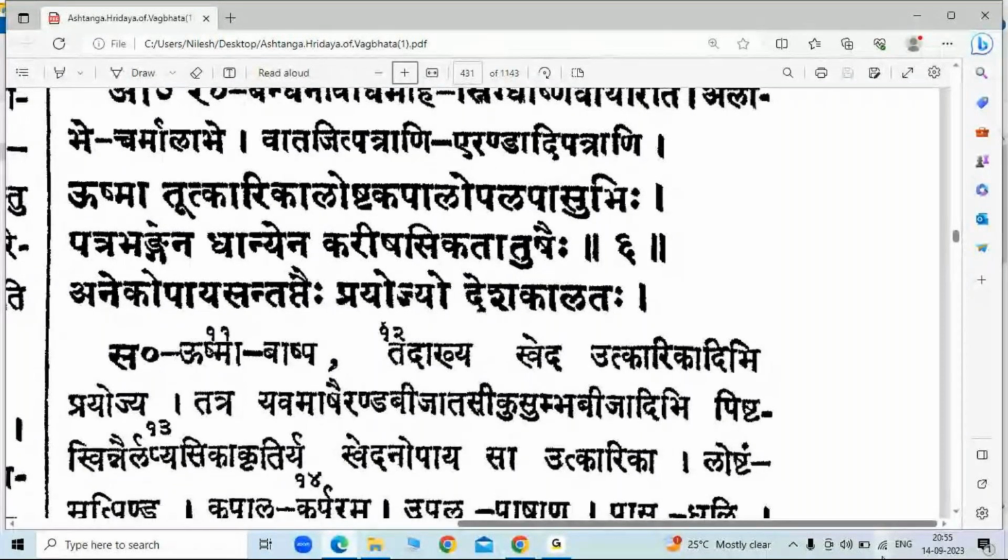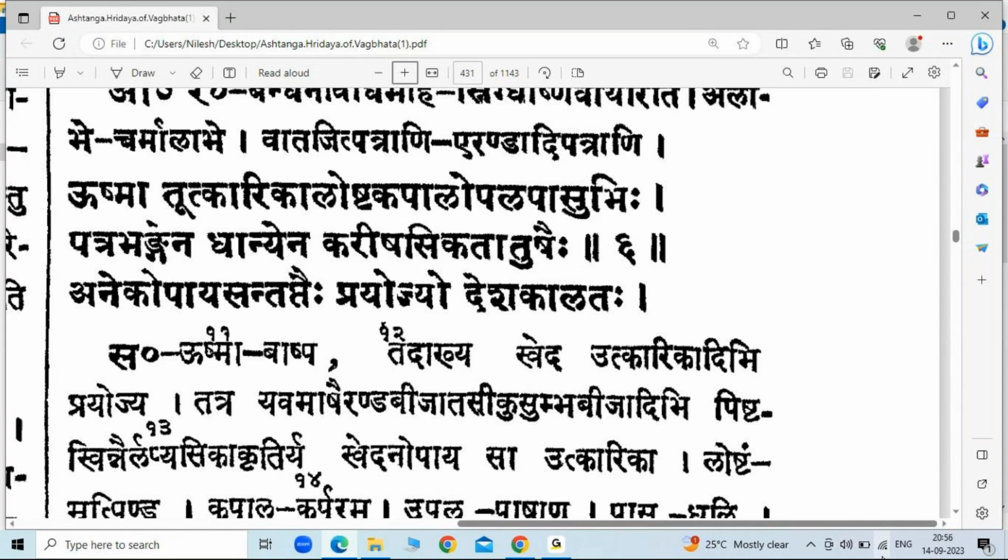Actually, dosha deshakalatah prayojyah. How? Anekopaya santaptaihi. There are different methods, upaya, different methods of making the stuff taptam. Santaptam, something which is heated. So by using materials which are heated by many methods, but ultimately it is Ushma Swedam.